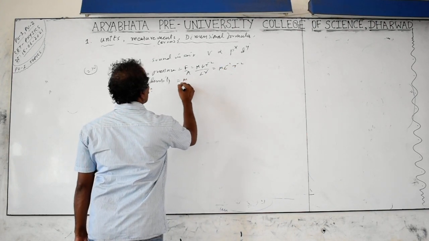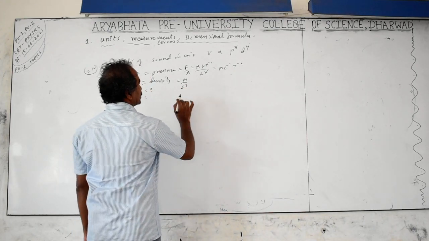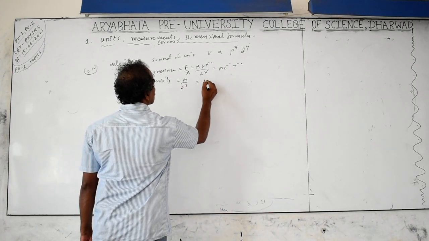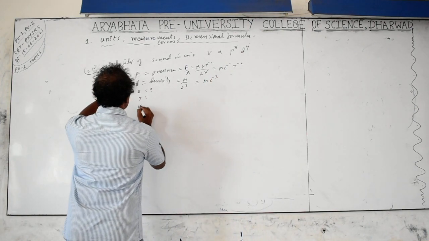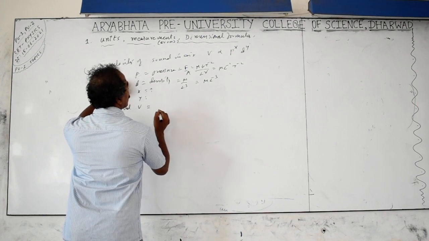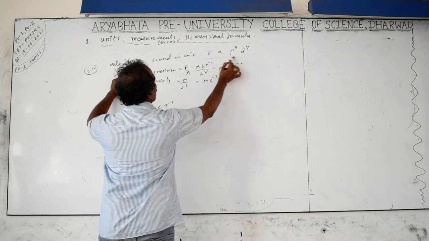Density is equal to mass by volume. Volume is length into breadth into height, length into length into length, L cube only. So density is ML minus 3. And velocity or speed, V, is equal to displacement over time, LT minus 1. And the proportionality constant has no dimensions.